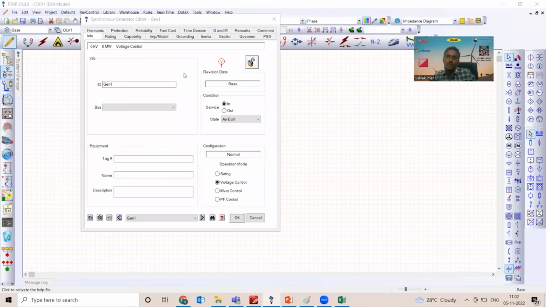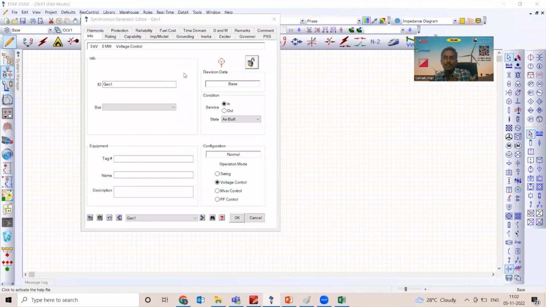Unload tap changer is provided on the high voltage side of the transformer to regulate the voltage on the low voltage side. But when to change, how many steps to change, how much time I have to wait, all these things are basically dictated by the AVR. That is also an AVR, right? Automatic voltage regulator.